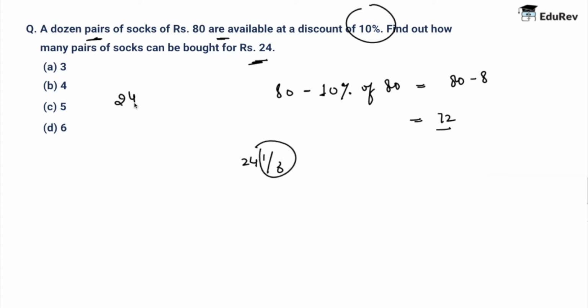So for 24, 1/3 pairs will be available. So 1 by 3 of 12 is 4, okay? 1 by 3 of 12 is what? 4. So 4 pairs of socks will be available. Thus the correct option is going to be option number B, that is 4.